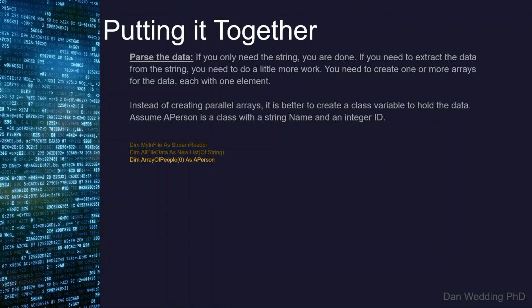If you need to extract the data from the string, you will need to do a little more work. You need to create one or more arrays for the data, each with one element. Instead of creating parallel arrays, it is better to create a class variable to hold the data. Assume a person is a class with a string name and an integer ID.